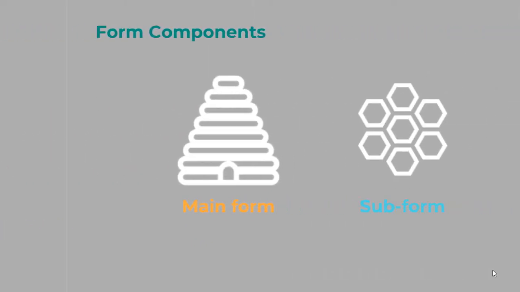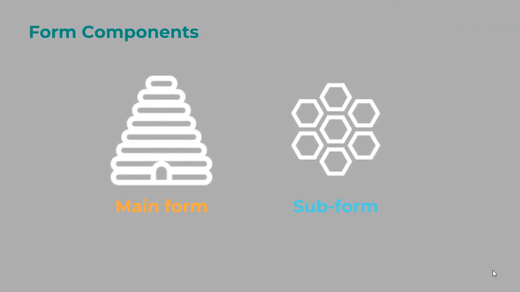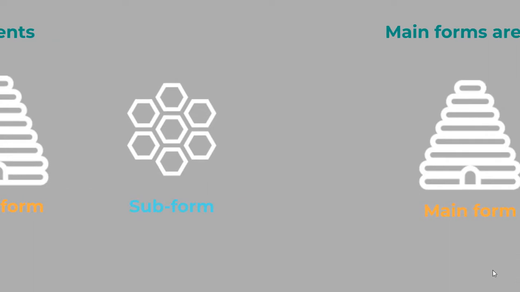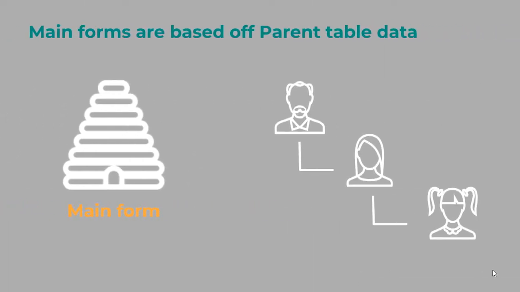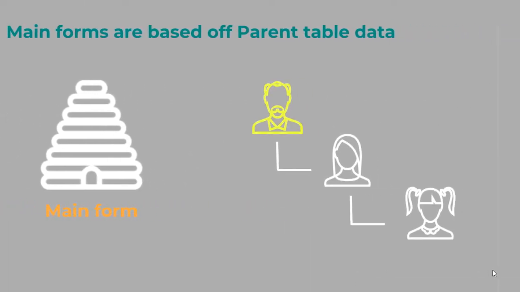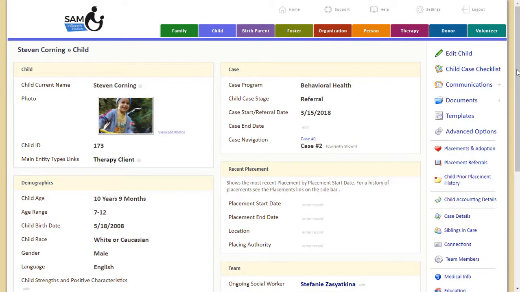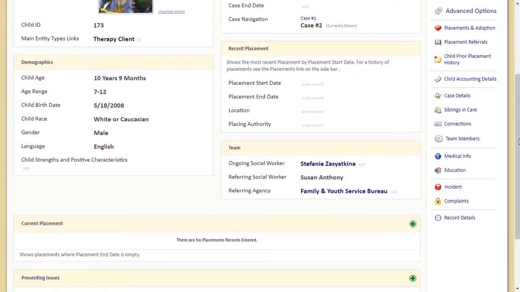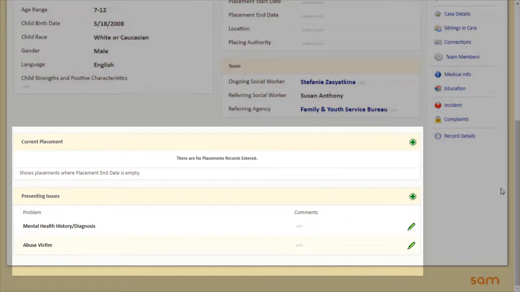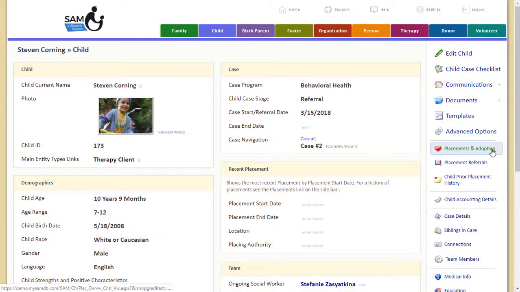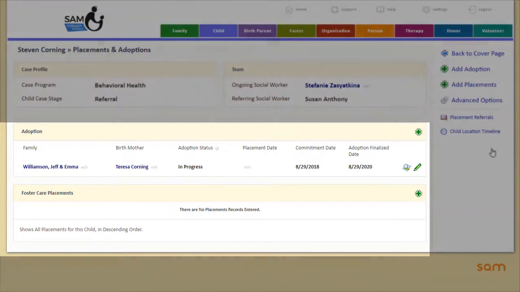You'll also hear the terms main form and subforms used in our terminology for SAM. A main form is based off the parent table for the subject of your form. Subforms are often based off a subtable of that subject and typically display multi-record table data. In SAM, subforms are displayed toward the bottom of main forms. Multiple subforms can be added to show or enter relevant data to the subject.